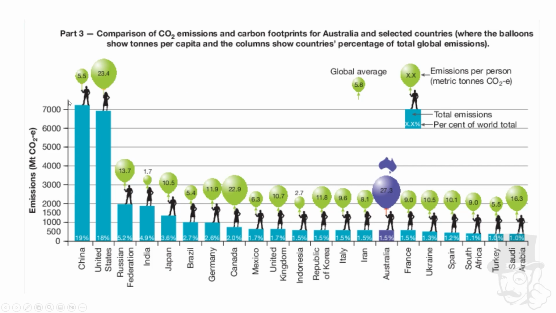And if you look here, yeah, the United States and China are big polluters, but compared to them, Australia is polluting more per capita, which means per person we're putting more CO2 out there than the biggest polluters in the world, which is not good. Not good at all.